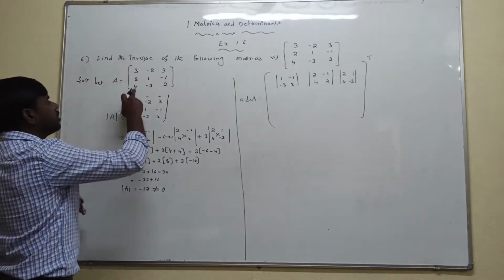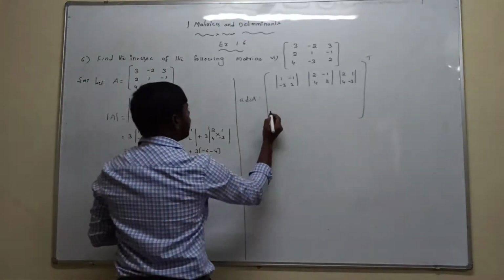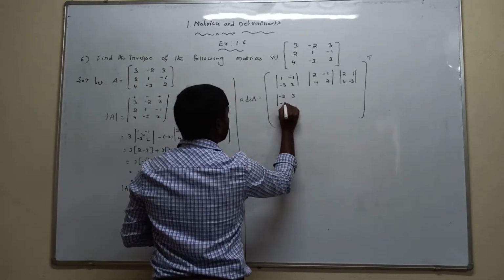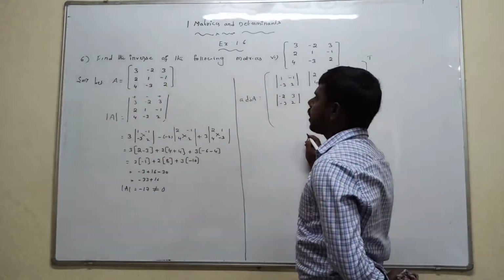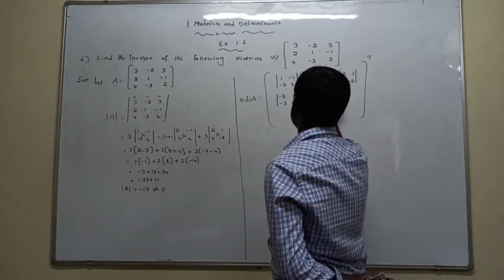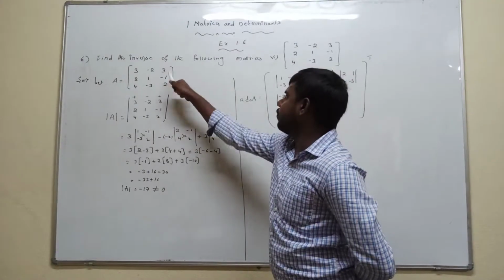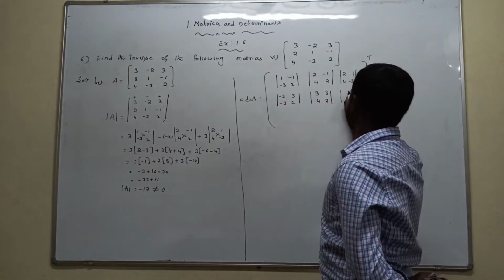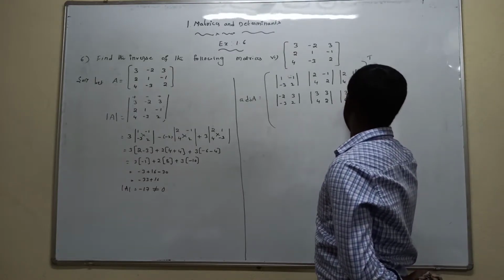Now the second row we are taking. The element in the second row, first column is eliminated, so the rest of the elements are -2, 3, -3, 2. Next, 1 we are taking. The 1 present in the second row, second column is eliminated, so the rest of the elements are 3, 3 and 4, 2. Next, -1 we are taking. The -1 present in the second row, third column is eliminated, so the rest of the elements are 3, -2, 4, -3.